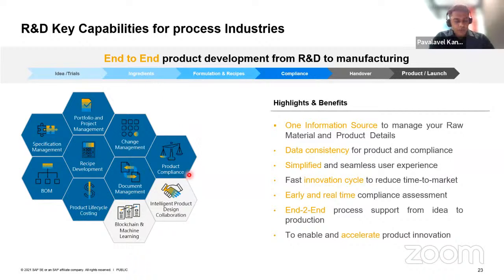So as a part of this, these are the run applications, and then you have your intelligent enterprise related applications on intelligent product design, collaboration, and blockchain and machine learning. So with this, you have one information source to manage your entire raw material and product data. You have data consistency across the system. It's a simplified, seamless user experience. Since the data is completely digitized, this will help you in faster innovations, and it helps you bring your product to the market earlier by following all the compliance related and regulatory requirements.